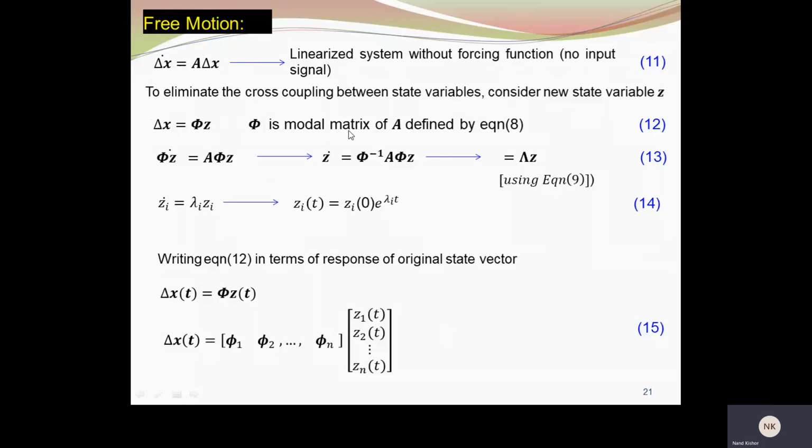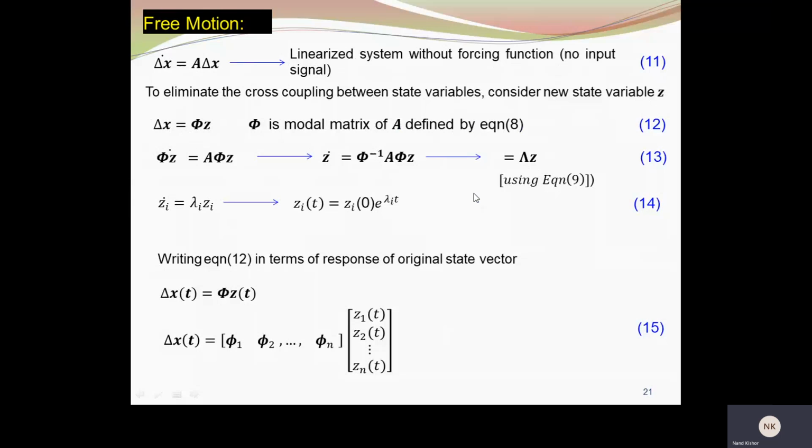Now phi is the modal matrix of A, which is defined by equation 8 from the previous slide. Then if you refer to equation 13, that is actually the n decoupled first order equations here, because we have it as z dot. So this will be the n number of decoupled state equations, the n decoupled first order equations in this form here.